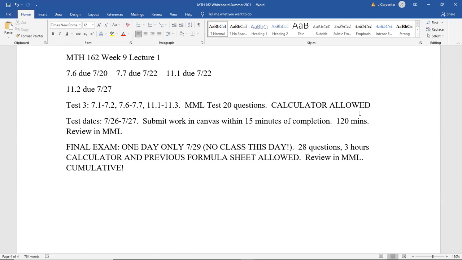If you want to use the formula sheet from test 2, you can, but admittedly, not a single one of those formulas is going to be tested on, so it's not going to do you any good. And remember, you're not supposed to be adding anything. It's still no notes, no books. But again, a calculator is allowed.